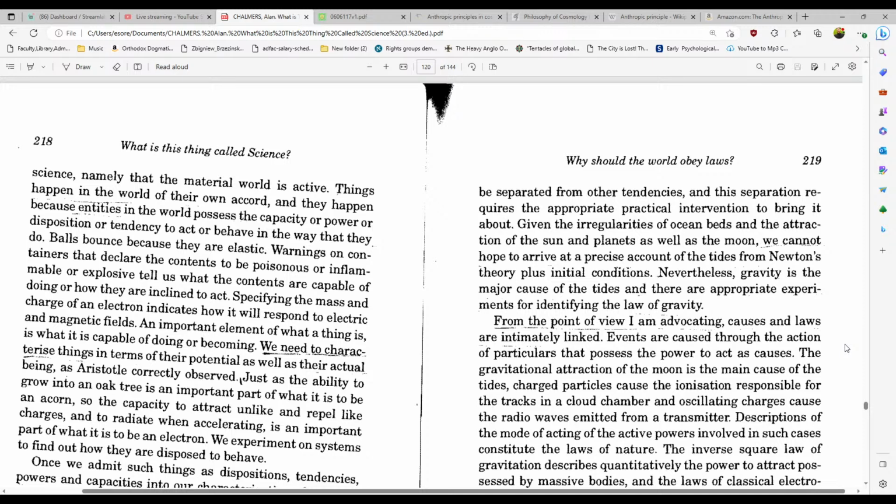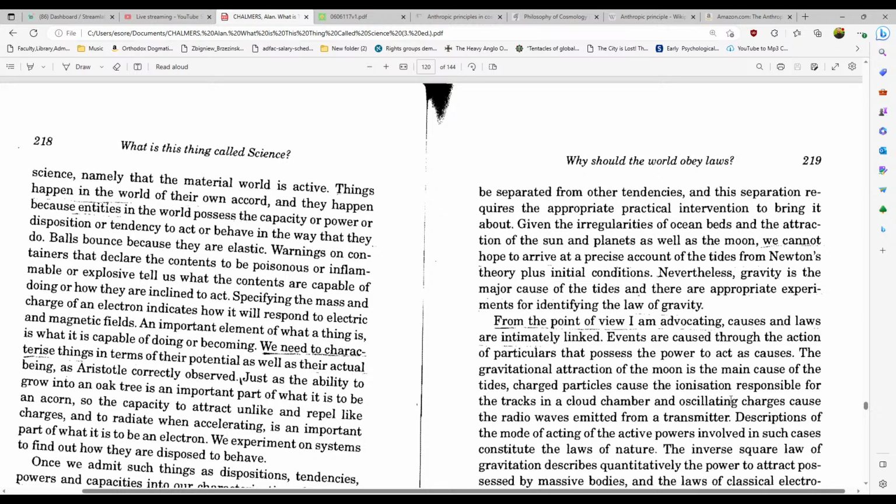So from the point of view of this, it's either the nature or dispositions of the powers inherent to the matter, or the thing, or the entity. Causes and laws then are intimately linked. Events are caused through the action of particulars that possess the power to act as causes. The gravitational attraction of the moon is the main cause of the tides.